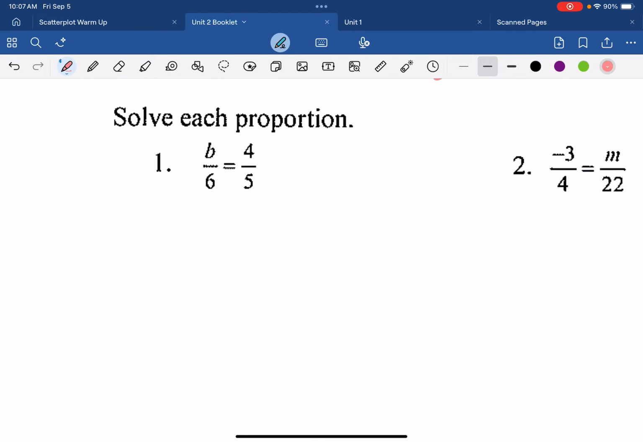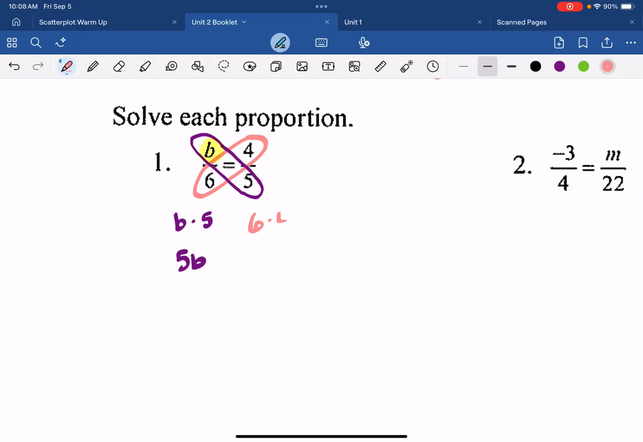So for number 1, we notice that here's my variable. That's what I'm trying to get by itself. Okay, and in order to solve this one, we're going to do cross multiplication. So what that means is I'm going to do b times 5. I'm going to multiply the terms that are across from each other. So b times 5 is just b5, or 5b. Then I'm going to do the other way. I'm going to do 6 times 4. Okay, 6 times 4 gives me 24.